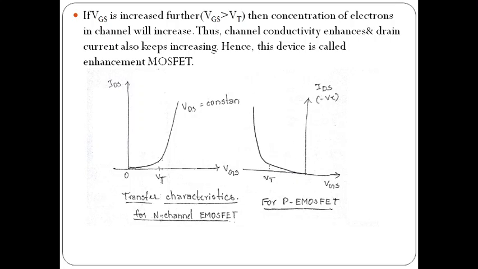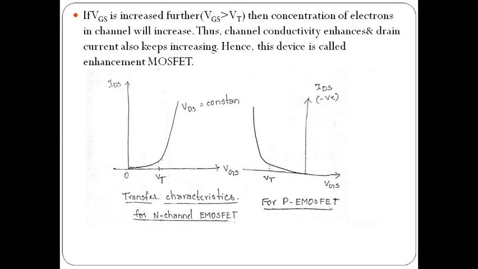Increasing VGS further, what happens? After the threshold voltage, when you increase the gate voltage more, the concentration of electrons will increase in the channel. Thus, the conductivity of the channel is enhanced or increases. So the drain current also keeps increasing. Then this device is called enhancement MOSFET.